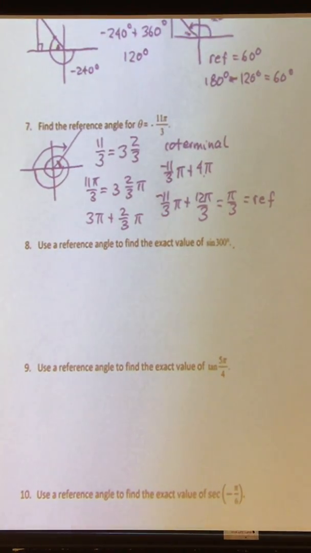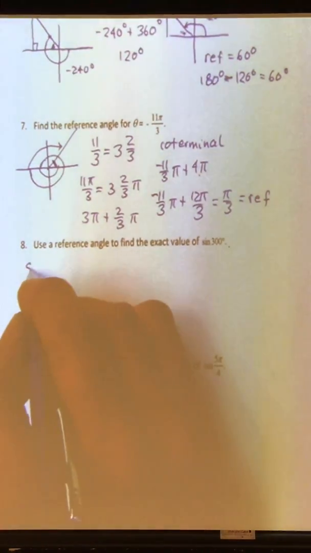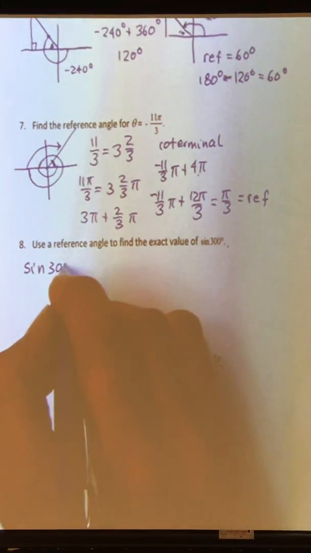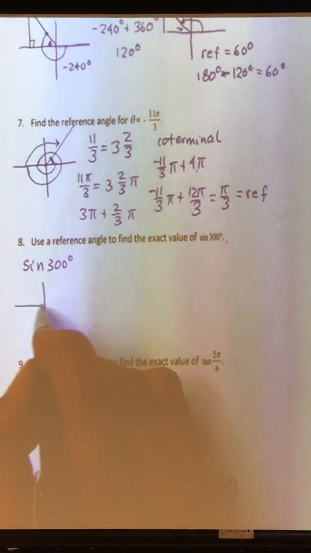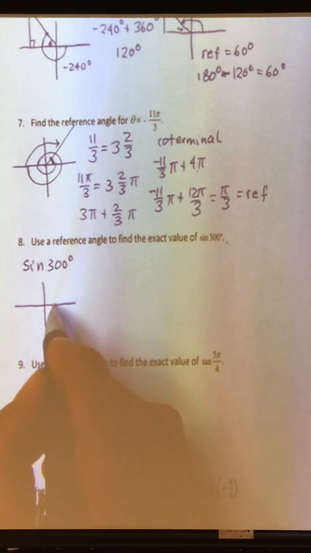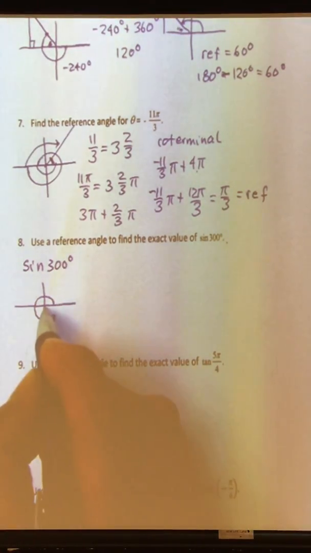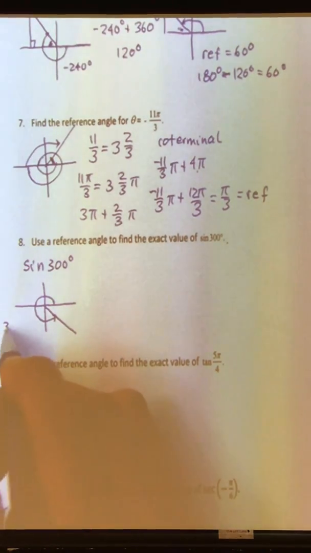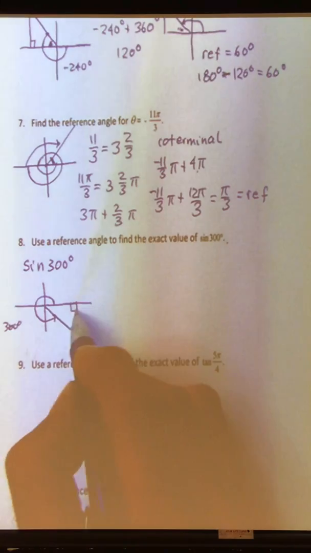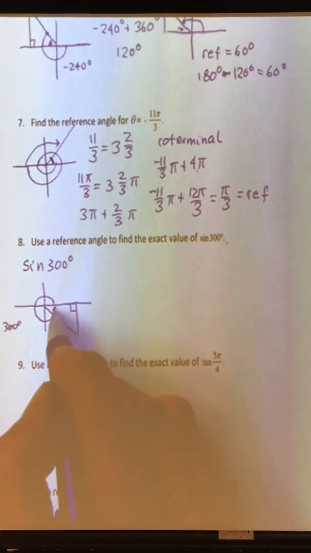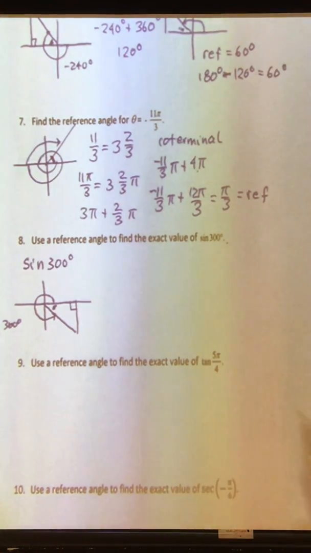Problem number 8. Let's get the exact value of the sine of 300 degrees, and we'll need a reference angle to do that. So, as always, I'm going to draw a picture first. So, positive rotation, there's 270, all the way over to there, 300 degrees, there's your given angle. That sets up your right triangle right there. And your reference angle is always pinched between the x-axis and the terminal side of the angle.